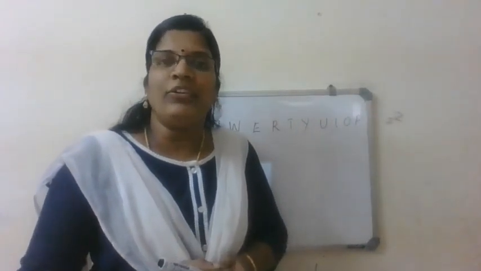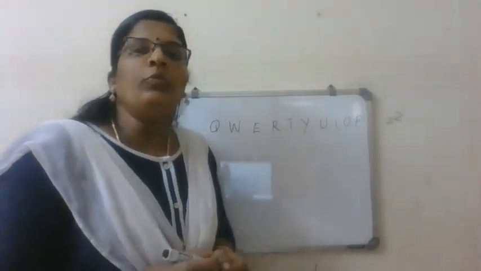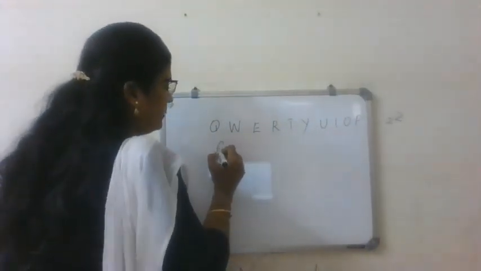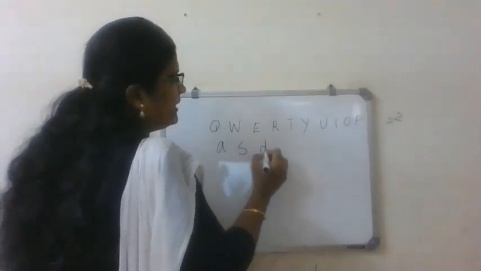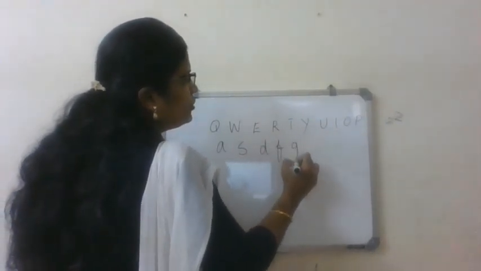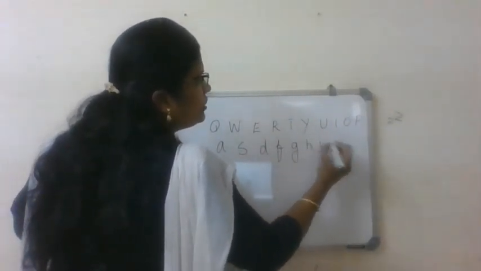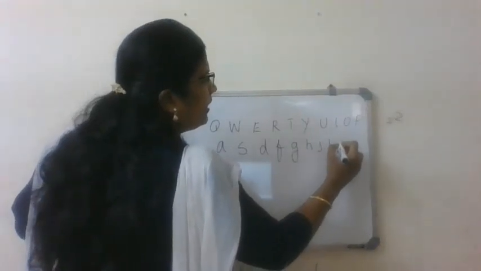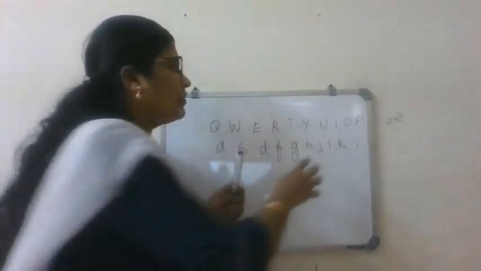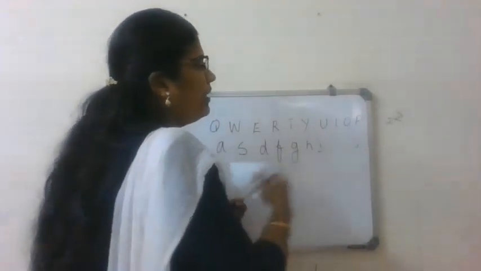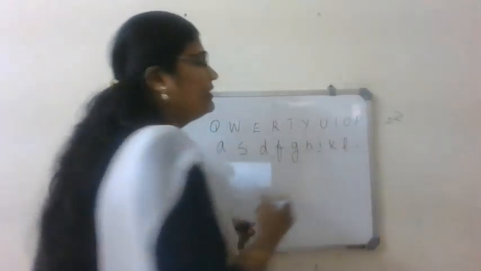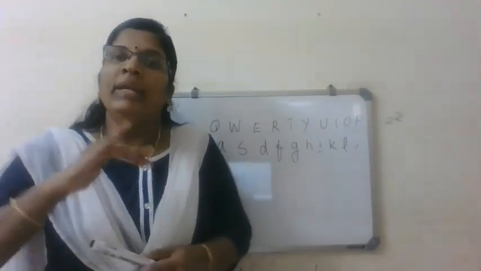And what about the second row? In the second row, we have A, S, D, F, G, H, J, K, L, semicolon. These are in the middle row.